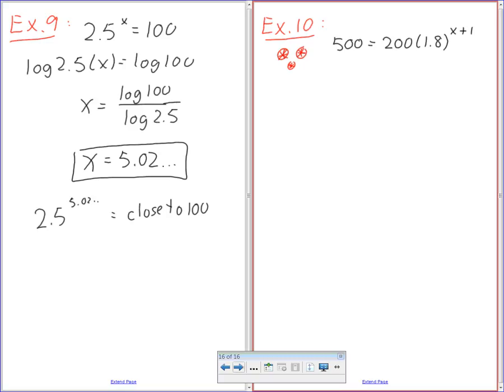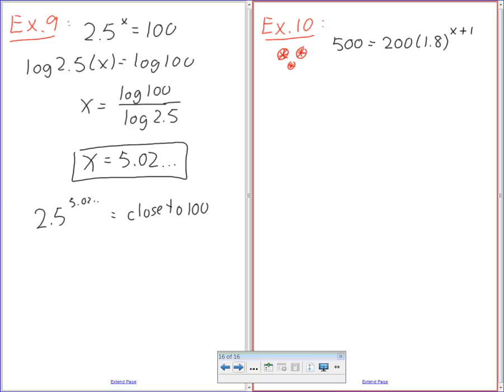Now, remember we said for dropping the base, you had to only have one base on each side, right? That was our rule. The same thing happens here. There's too much stuff on the right-hand side. That 200 times 1.8 is too much stuff. Can someone give me a suggestion for what to do?